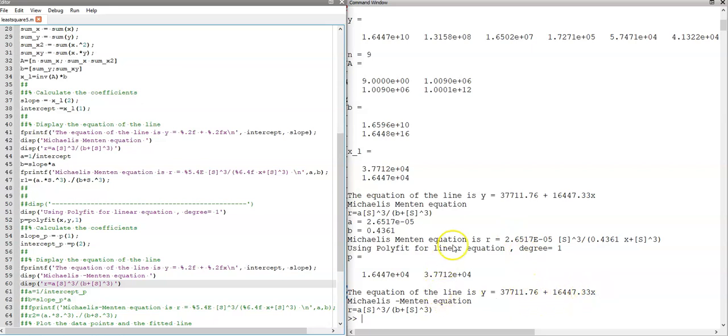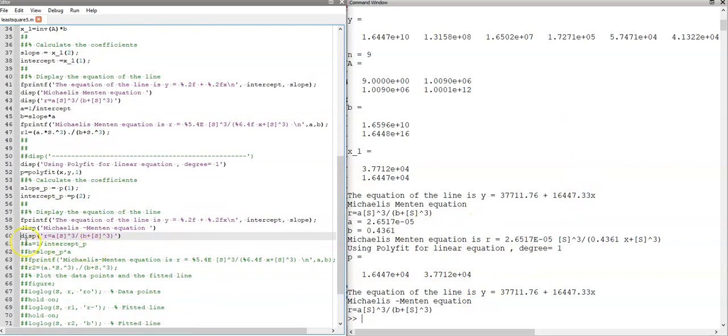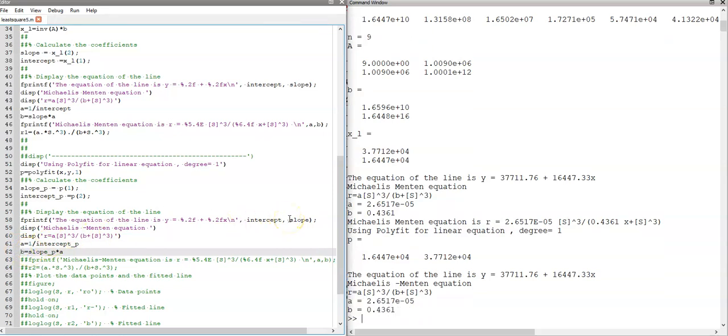So 3771.76 plus 1644.33x. Similar things we get from the MATLAB calculation, meaning the matrix formation, so we get the same equation. Even using polyfit we get the same equation. Now from polyfit we can also get a and b, which will be the same, so we are getting the same result: a is 2.6517 e to the power minus 5, b is 0.4361.